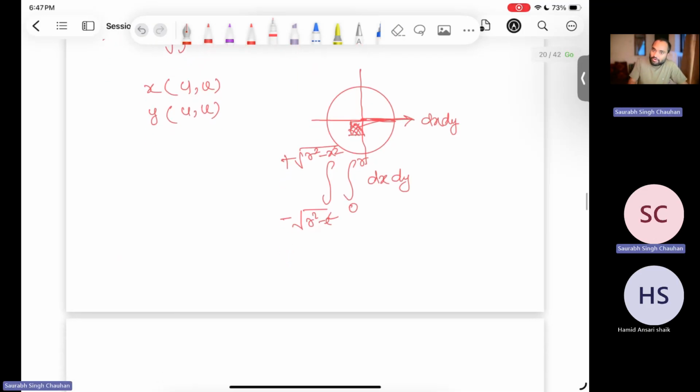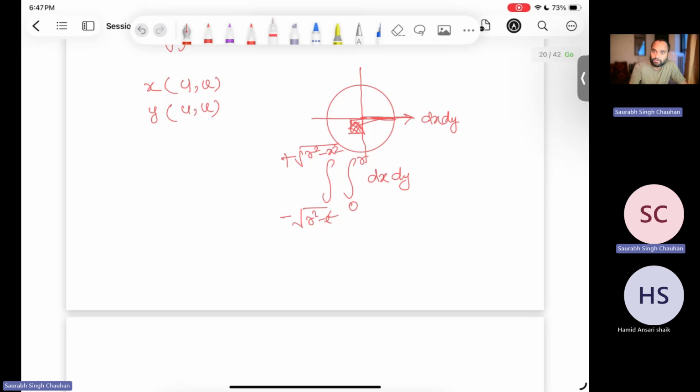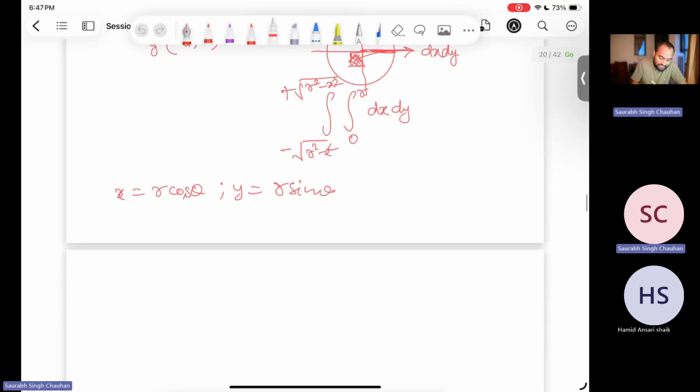But if you use polar coordinates, then it will become very easy. You can use x is equal to r cos theta and y is equal to r sin theta. Then you can calculate the Jacobian of x comma y with respect to r comma theta.